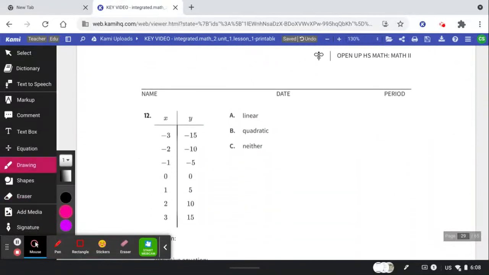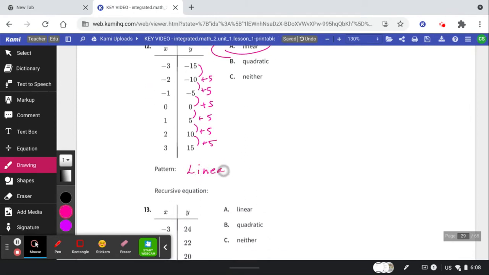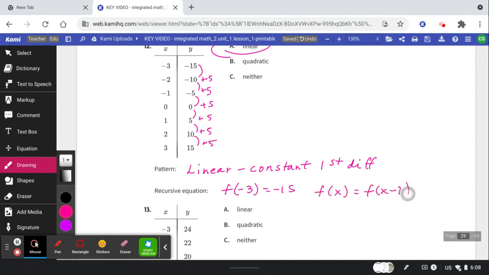Okay, jumping to this guy, we're noticing from a -5 up to a -10, it added 5, added 5. It's also adding 5 again. This one's so pretty. It's got a constant first difference. The pattern is linear because it has a constant first difference. And the recursive goes f of -3 equals -15, f of x equals f of x minus 1, plus 5.